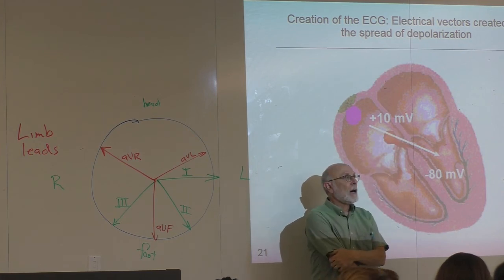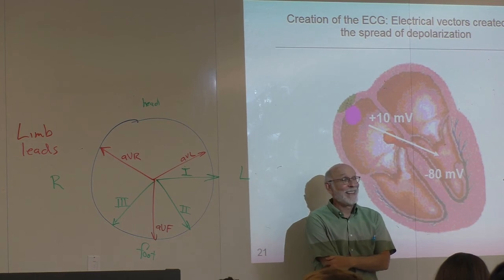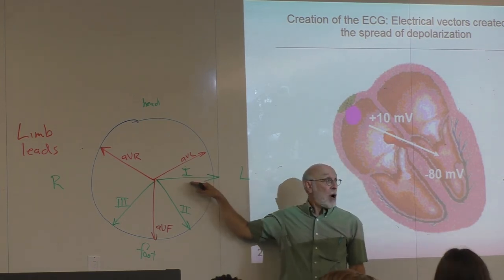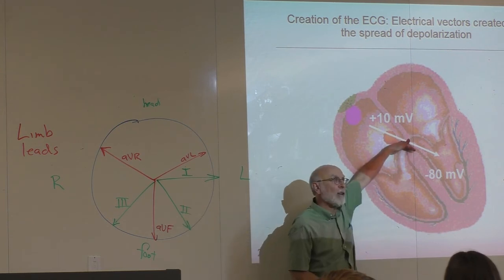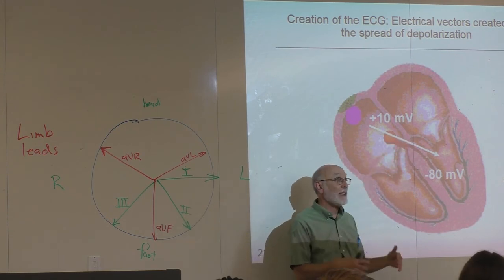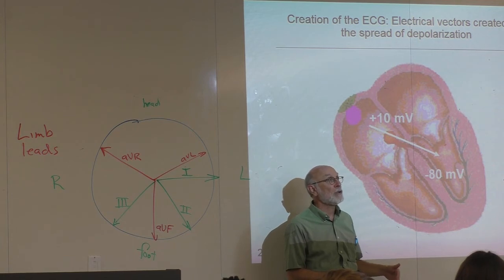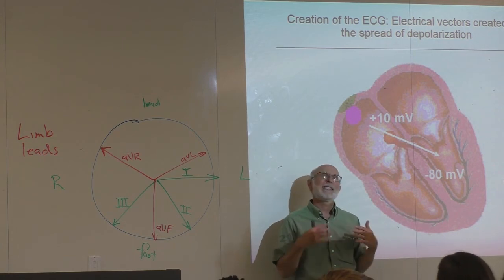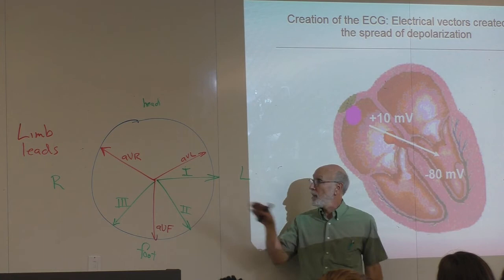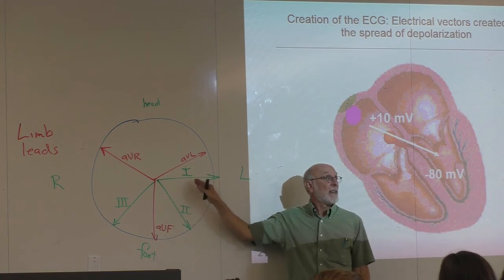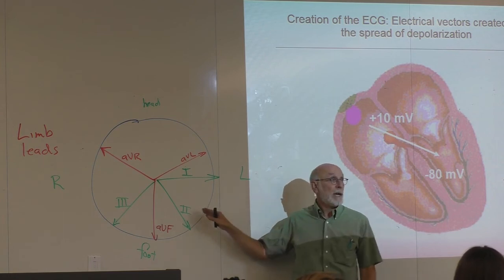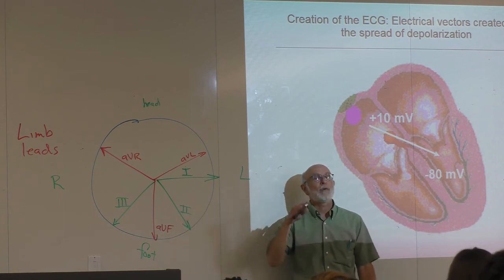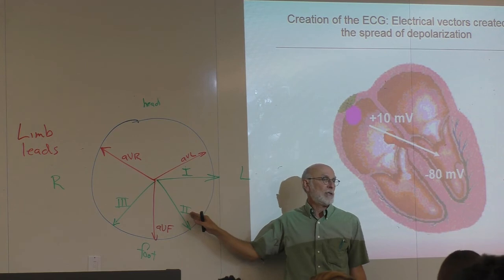It's got a component in lead 1, but it's got a bigger component in lead 2 because it's more parallel to lead 2. It's not perfectly parallel to lead 2, but it's more parallel to lead 2, so the same vector gives you a bigger signal in lead 2 than in lead 1. The same vector gives you a bigger signal in the electrode set that it's better aligned with.